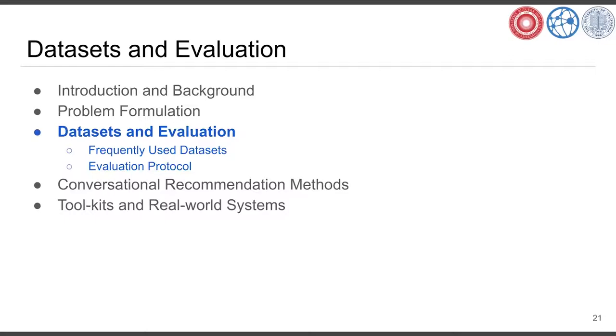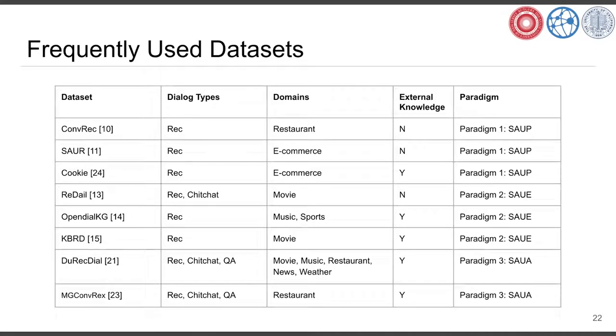So since you know the problem of the conversational recommender system, in the next section, I will go through the possible data sets and the evaluation methods to approach this problem. Here we show a list of frequently used data sets following the three paradigms. For example, the first three data sets follow paradigm one. That is, these data sets basically provide a system-ask-user, system active and user passive paradigm. In this case, the system mainly asks questions to the user and the user simply responds to the question. And they are from domains like restaurant, e-commerce, etc.